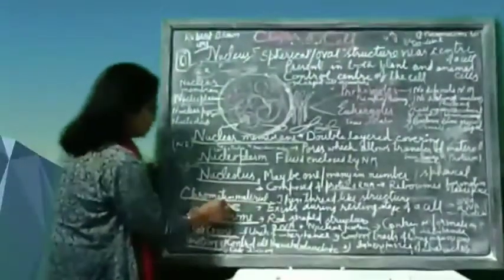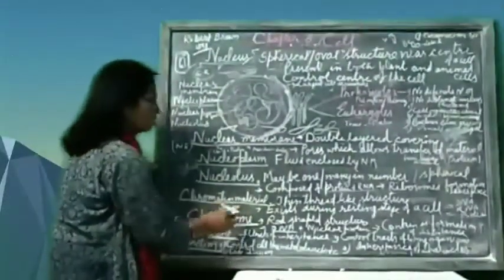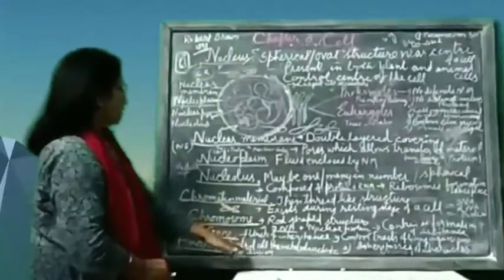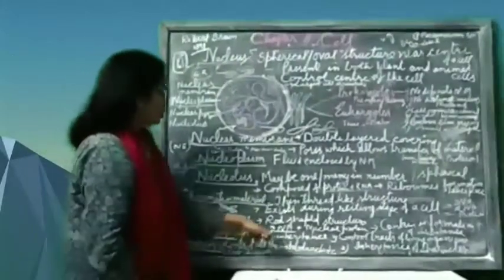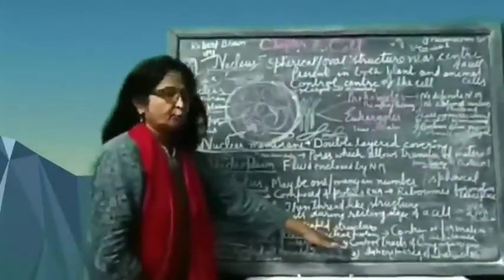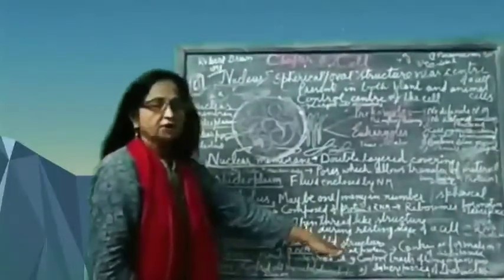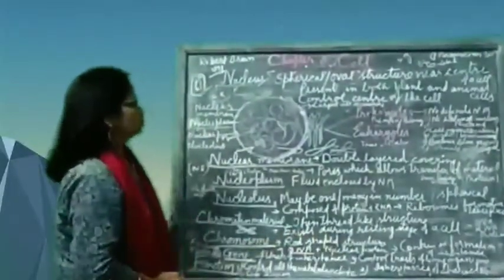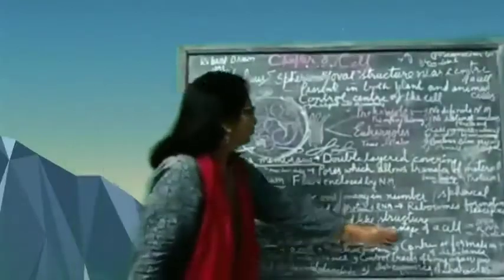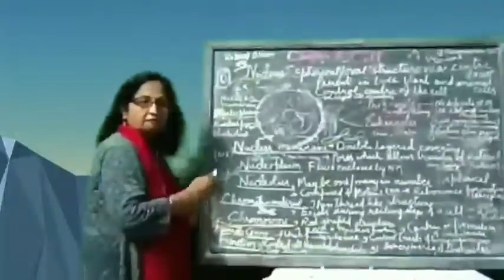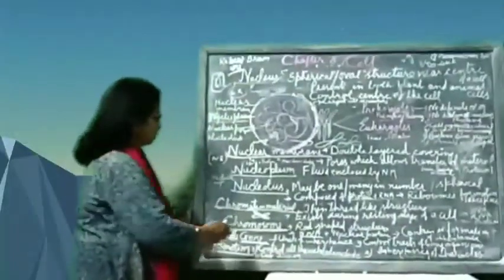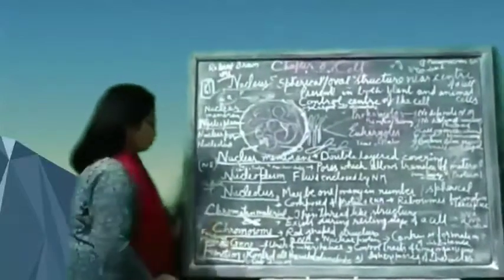Chromosomes are rod-shaped structures, and they are composed of DNA and protein. Here the name of the protein is histone. So they contain information of inheritance, meaning whatever characteristics are coming from one generation to another are due to this chromosome.